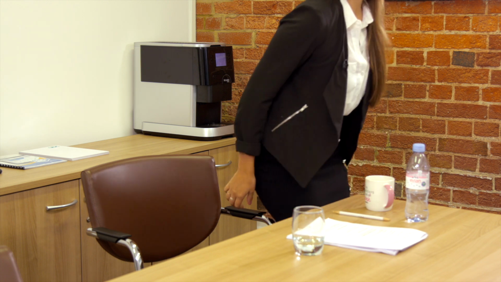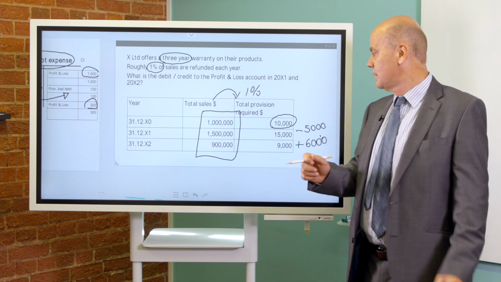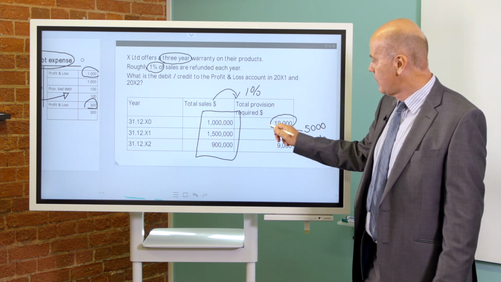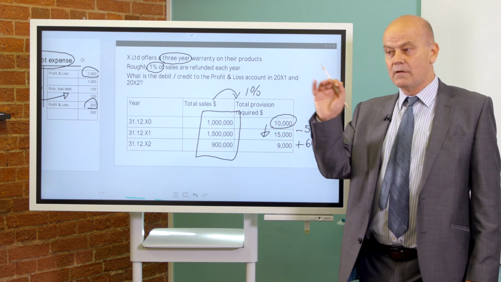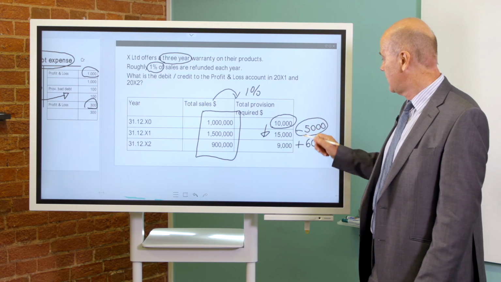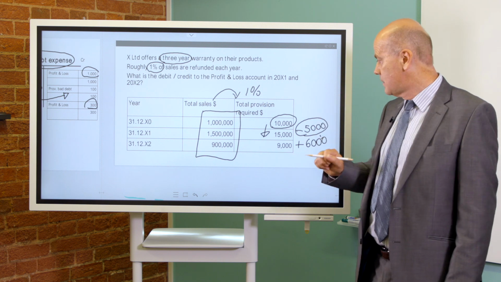Okay, so we started with $10,000 and then we had to increase our provision. So we increased it $5,000. And absolutely right, thank you, Alex. So we've got a cost of $5,000 here. So that's spot on. Bad news, $5,000.